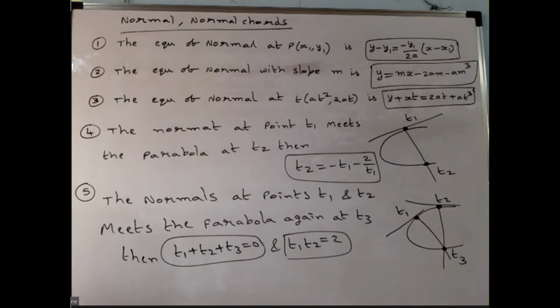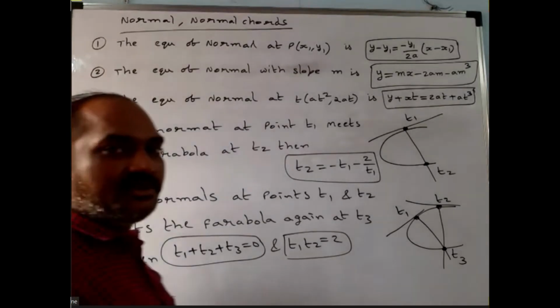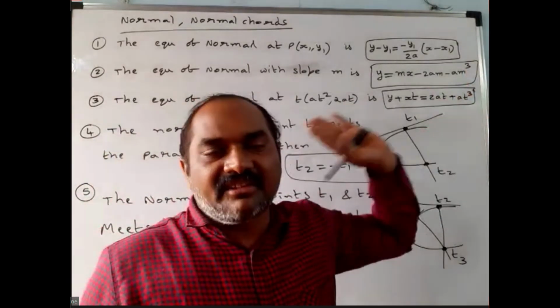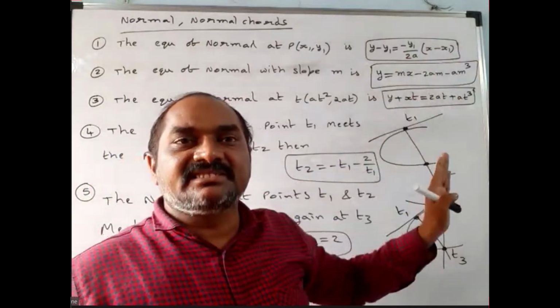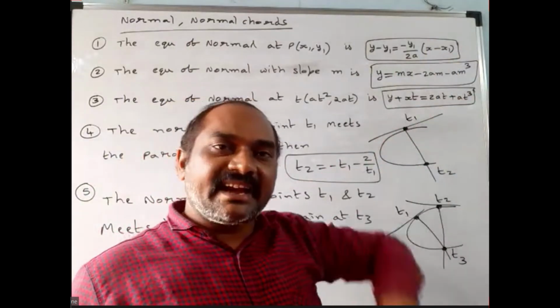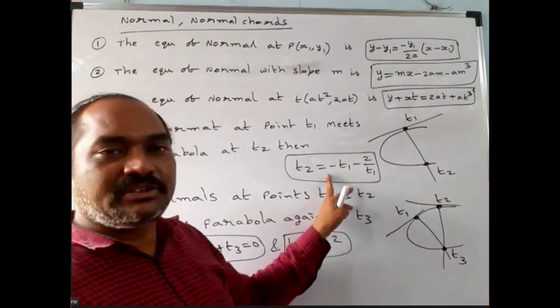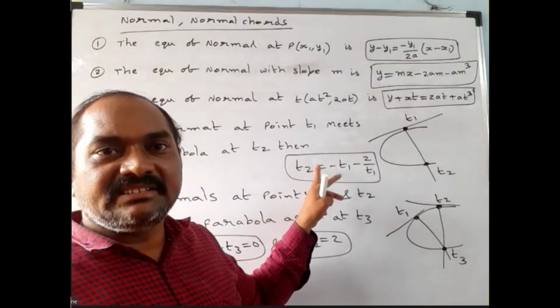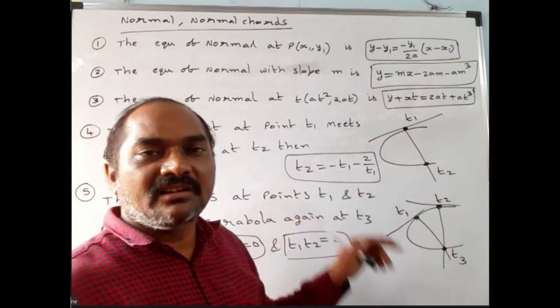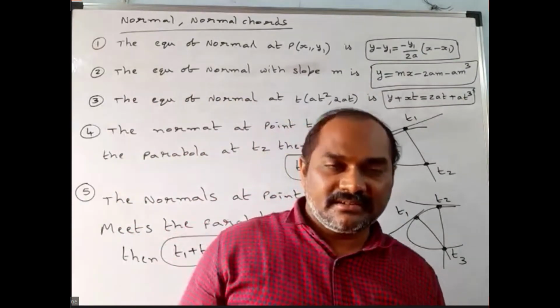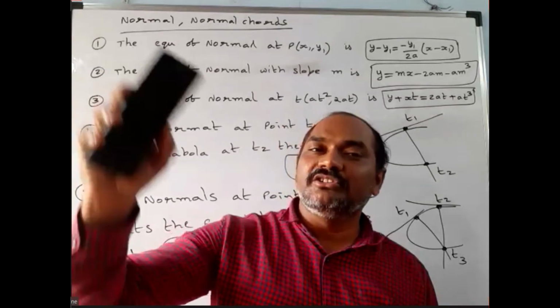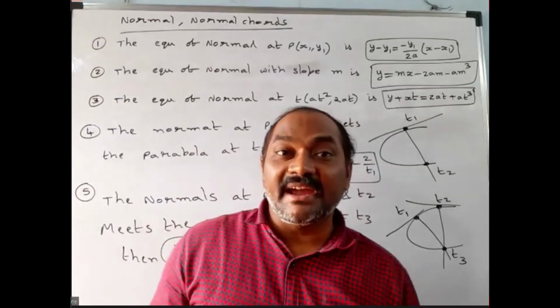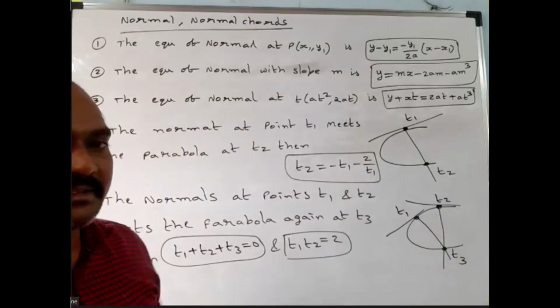Next, sixth condition. Students, normal equation questions: whenever slope is given, point is given. Next, the normal at T1 meets again at T2. Then what is the formula for T2? Come on, speak up. Most important, nearly 10 questions are in this formula. T2 is equal to minus T1 minus 2 by T1. Very good.